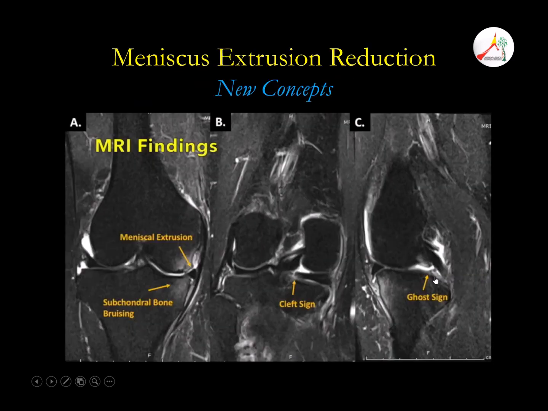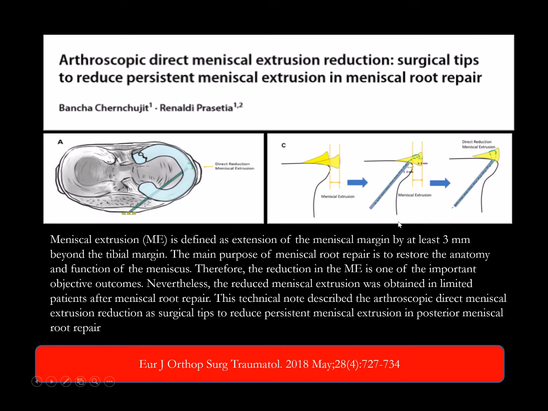Good. And this is a new concept of meniscus root repair, because now we cannot solve the problem. Only 50% have extrusion reduced. So that's why we propose a new tunnel to reduce the meniscus root by making a transtibial reduction.